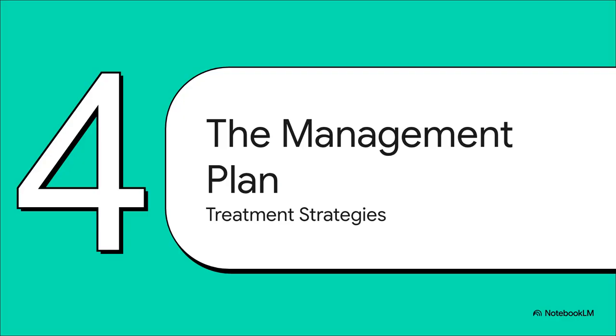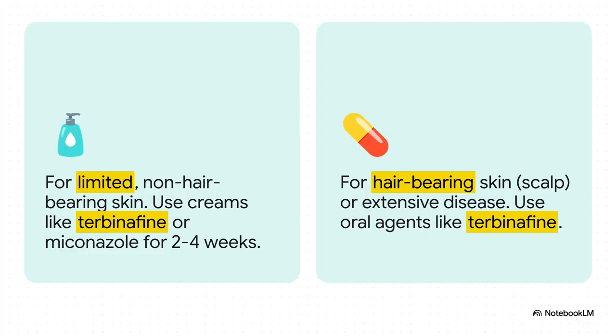What's the game plan? Let's talk about effective treatment strategies. So, you'll face one key decision: topical cream or oral pills. The rule of thumb is pretty easy. For a small infection on skin without hair, a topical cream like terbinafine or miconazole is perfect. But, and this is a big but, if the infection is on hair-bearing skin, like the scalp where creams can't get down into the follicle, or if it's a huge area, or it keeps coming back, you have to go with an oral agent like terbinafine.